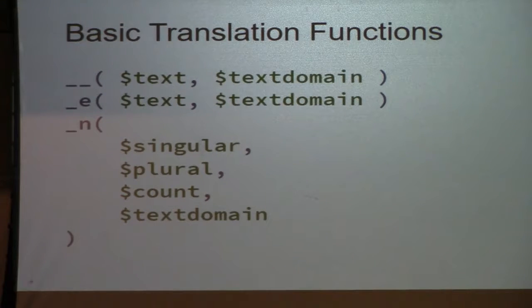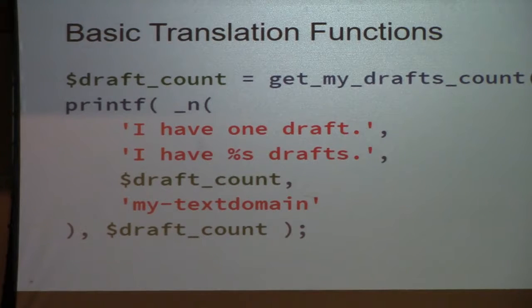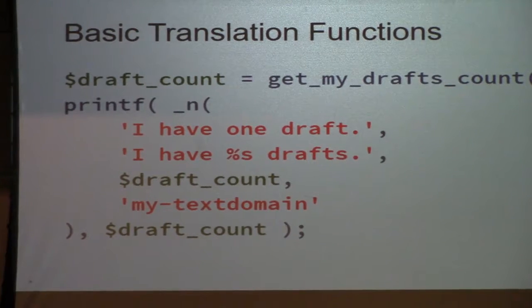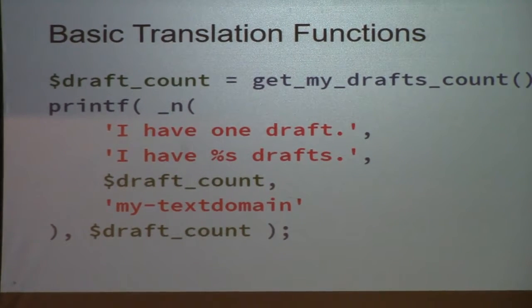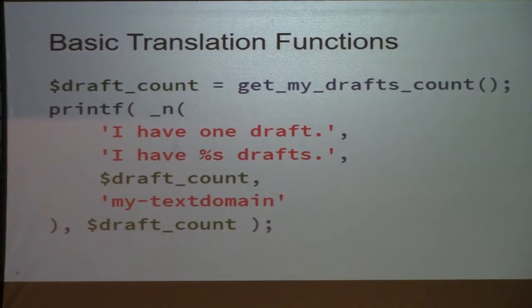Underscore N is for use when you're dealing with some variable number of things. So it's a lot easier to understand with an example. Here you have some count of your drafts, for example. With underscore N, the first argument is the sentence you would use if it's just one. The second argument is the sentence structure you would use if it's anything else, zero or more than one. So in English, I have one draft, I have two drafts, different sentence structures. Then you give it the actual number you're dealing with and your text domain. It will figure out which sentence to use, look up the right translation, and then return it.